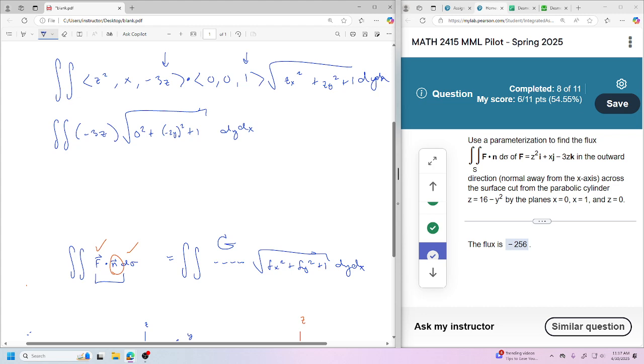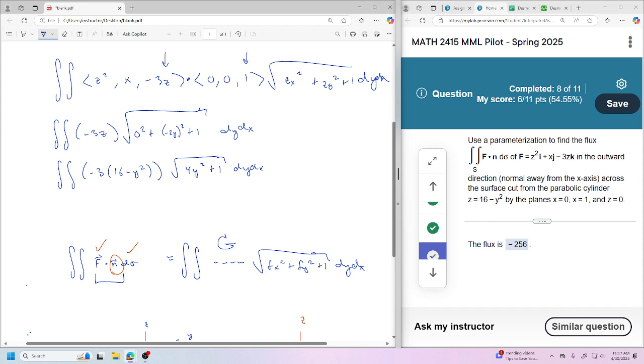Anyways, we are so super close. There's only one hiccup left in this integral here. We can't keep that z. The z is equal to 16 minus y squared. Doing a little bit of simplification, and now we're happy.